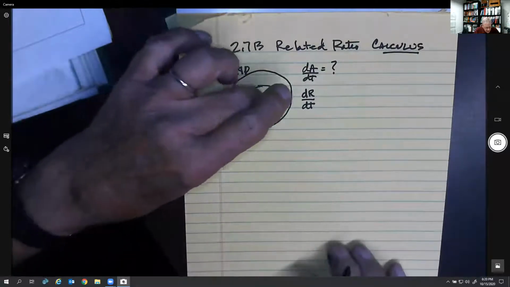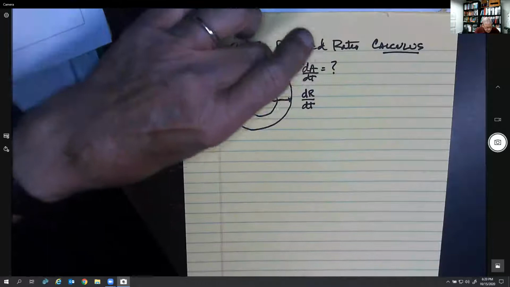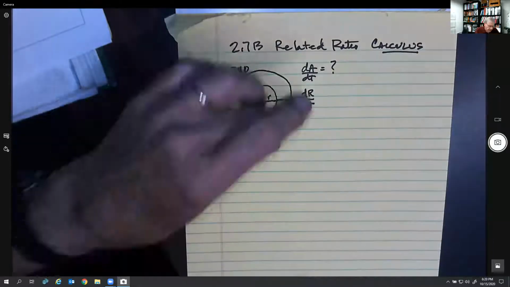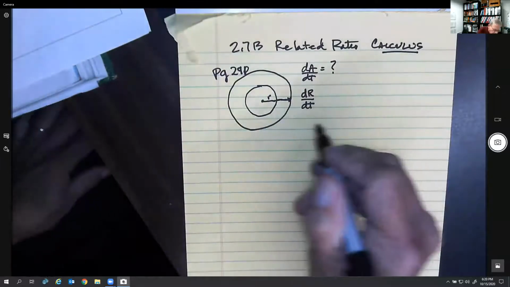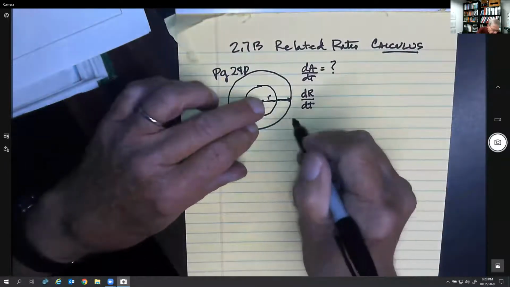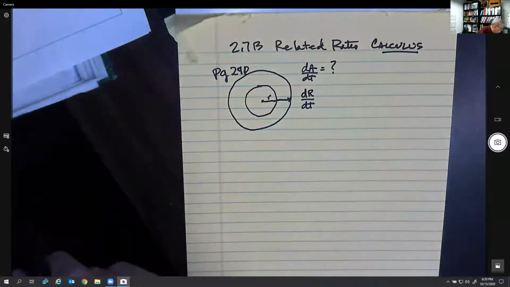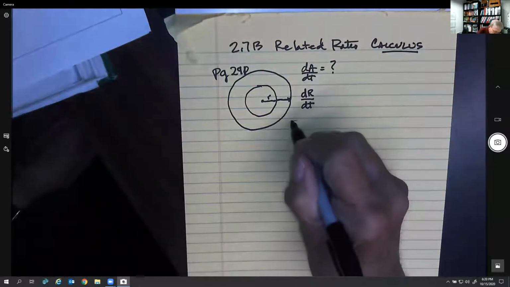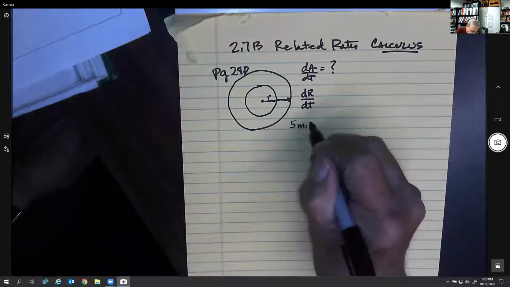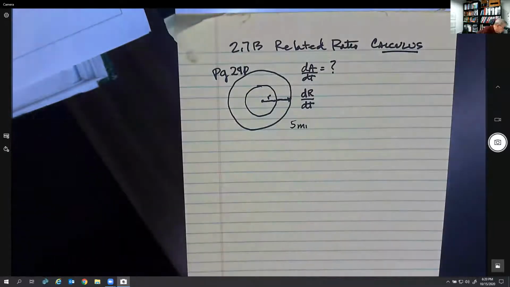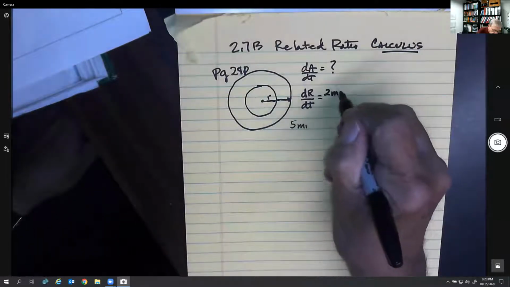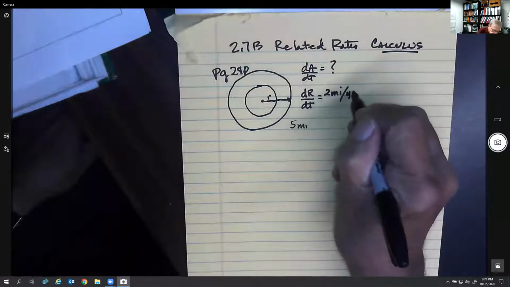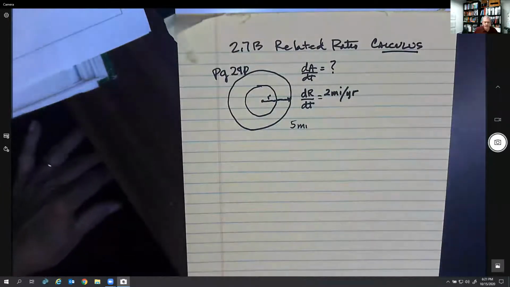Just because he increased the radius by a couple of blocks this way, how big an area is he getting now? So we want to know what happens when he finally gets out to 5 miles. Maybe he's increasing a mile, and then all of a sudden he gets up to 5 miles. His rate of increase is 2 miles per year. So how do we do this?